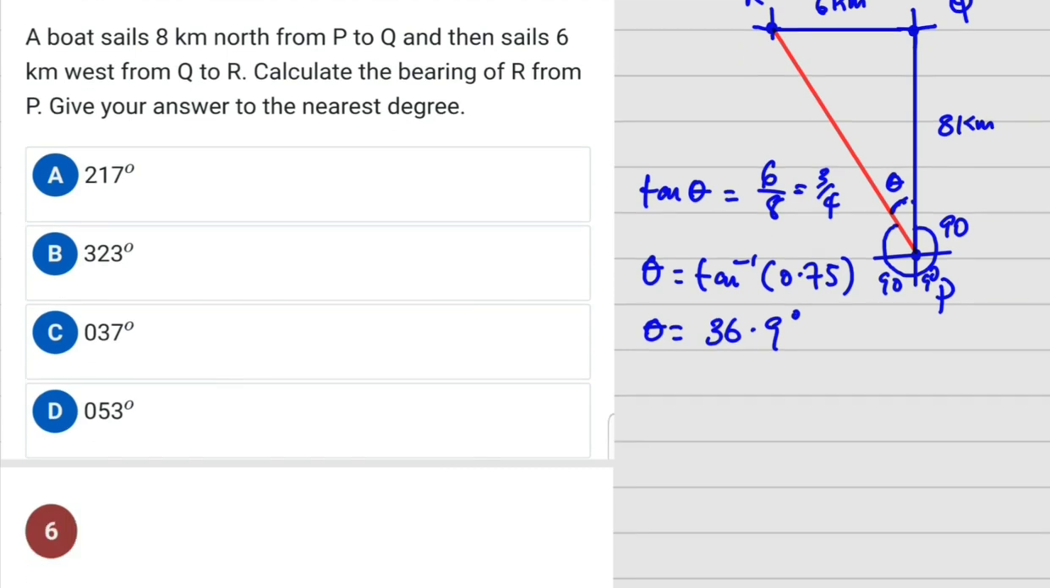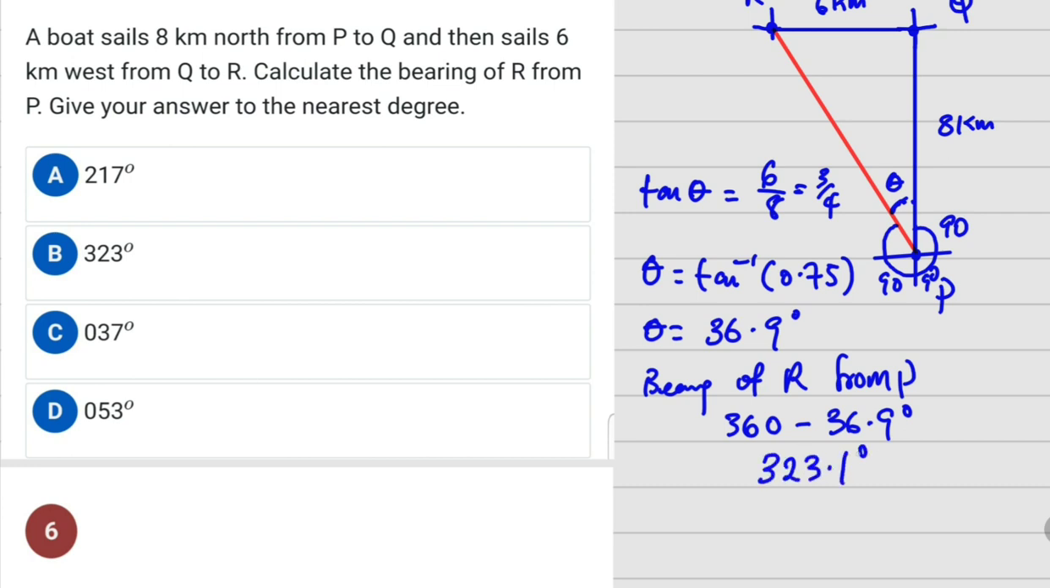So for me to get the bearing of R from P will now be 360 minus 36.9 degrees, which will be 323.1 degrees. Now to the nearest degree is actually 323 degrees. Now you can see that the answer is B. So we'll come here, we'll tick our B as our answer.